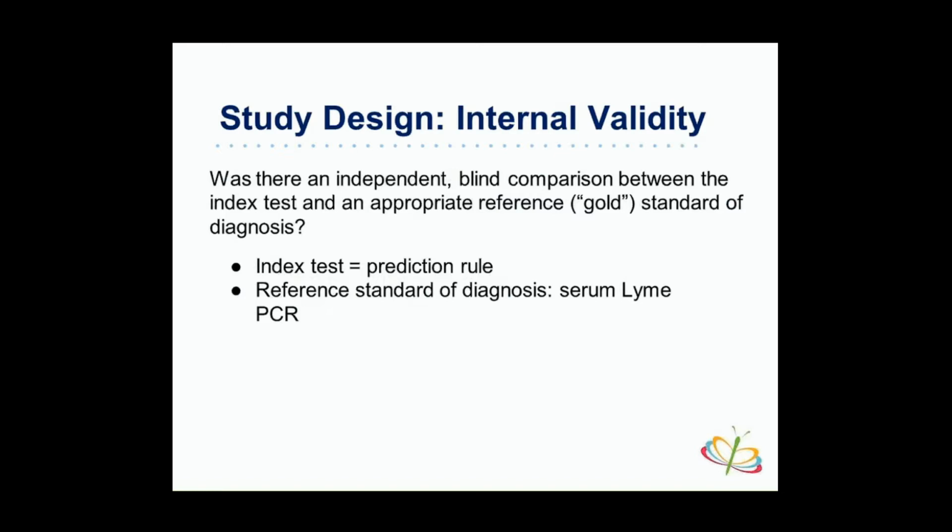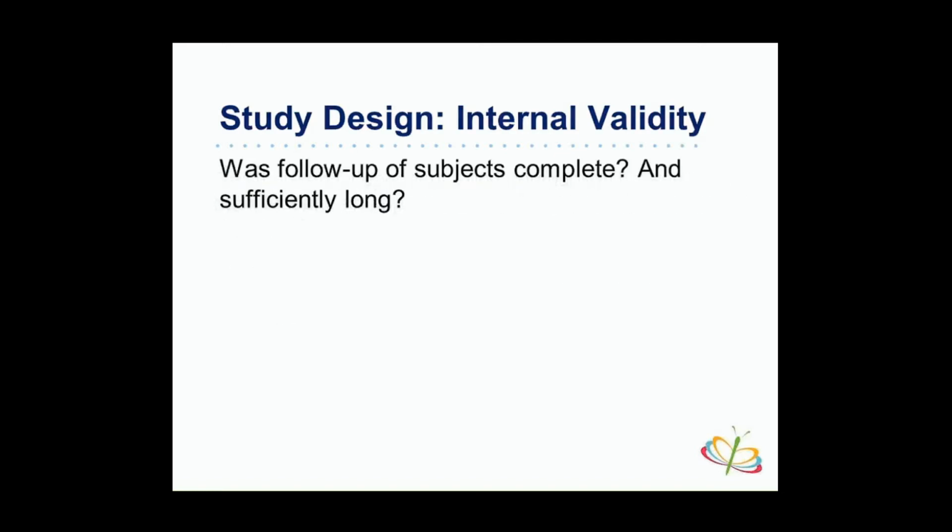The next question was, was follow-up of subjects complete and sufficiently long? As Dr. Washofsky mentioned, there were 3 patients that seroconverted after 1 month. They were retested, and they were initially negative for Lyme, and then they ended up being positive. So why were those patients positive? How long do you need to follow a patient to see if they seroconvert? Or were they re-exposed? Was this a patient that is hiking 3 times a week?